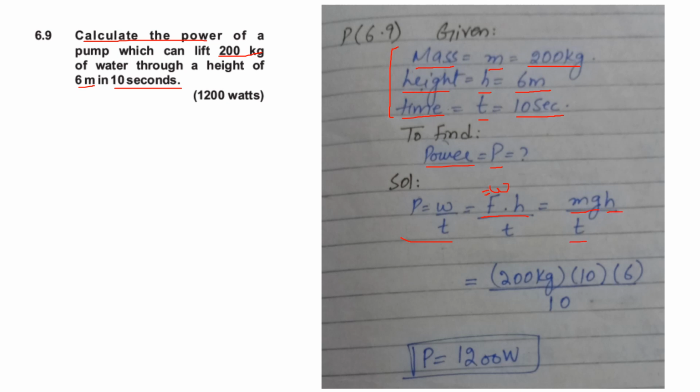Now you see in the data, the mass is given to you, height is given to you, and time is known to you, and g is always a constant. So it's very easy to find out the power now. So just substitute the value. m is 200 kg, the value of g is always constant, which is equal to 10 meter per second square, height is 6 meter, and time is 10 seconds. So just calculate the value with the help of a calculator, and you will get the answer of power as 1200 watt. And watt is the unit of power.